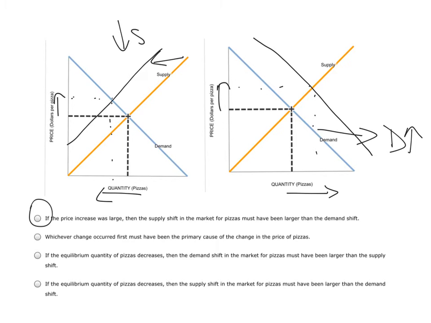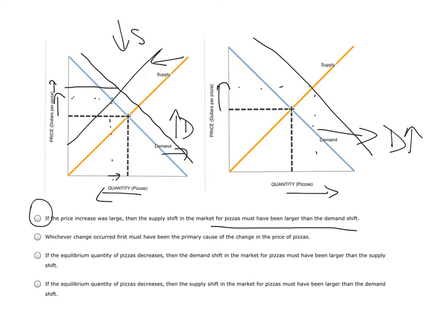If the price increase was large, then the supply shift in the market for pizzas must have been larger than the demand. So I'm going to first try to do this. Supply shift was larger than the demand shift. So I'm going to draw a smaller shift in demand, okay? So this is combining now both into one. A smaller shift in demand. So what I get is even a further increase in price and then a little bit of a comeback on the quantity.